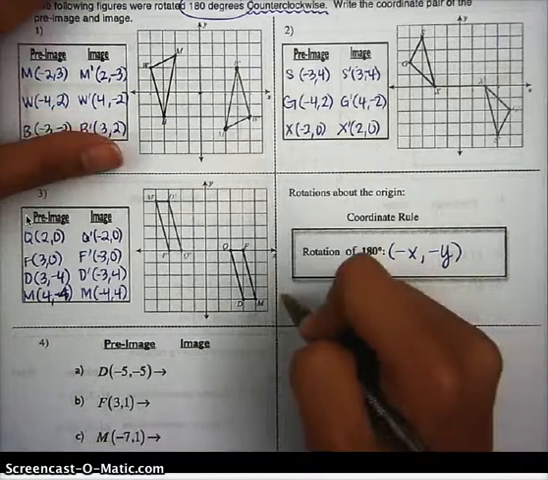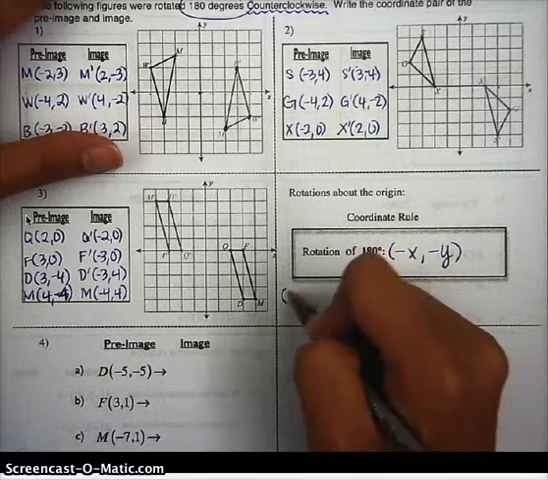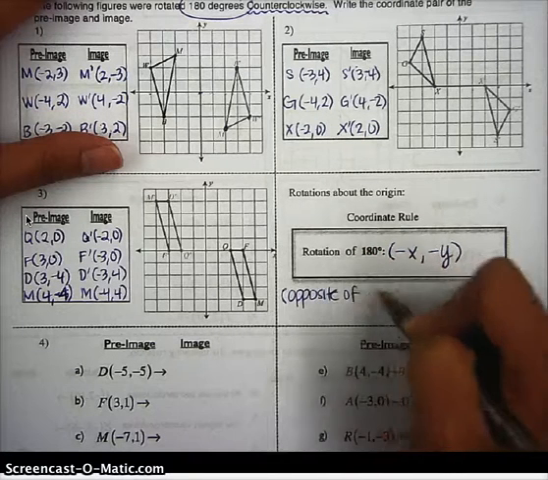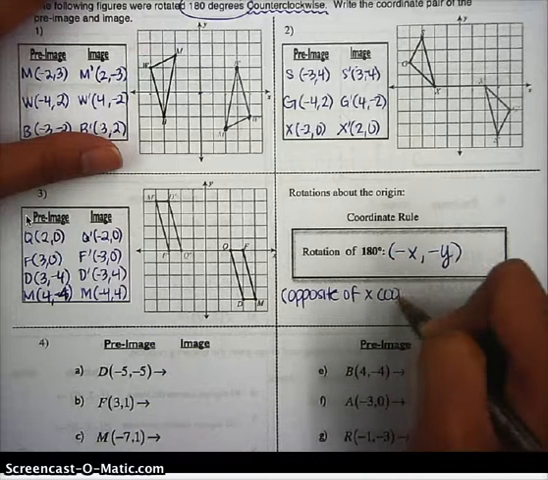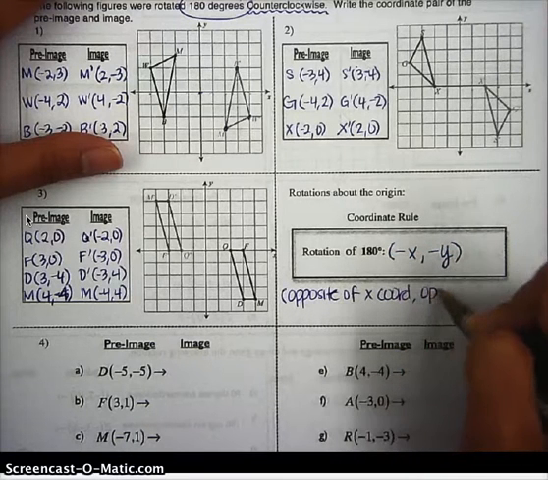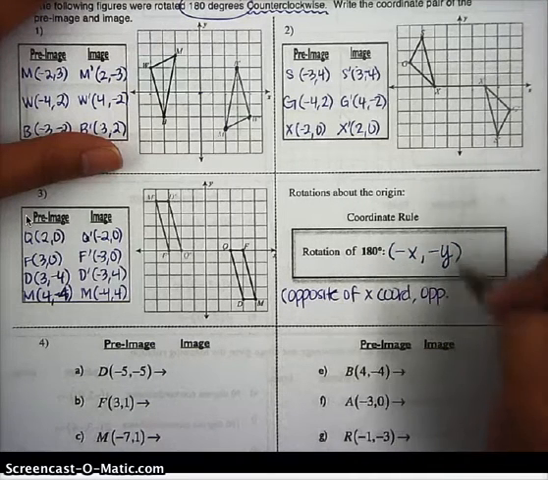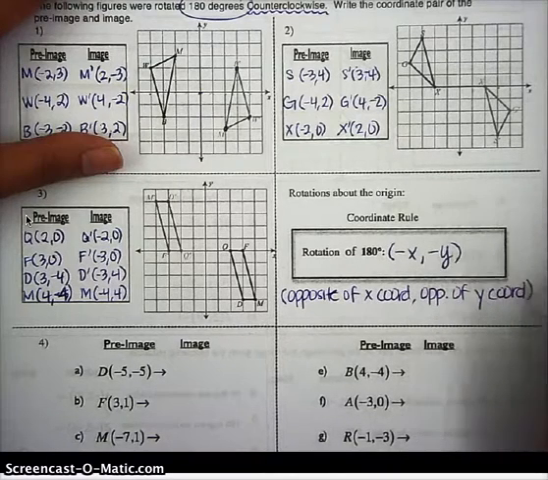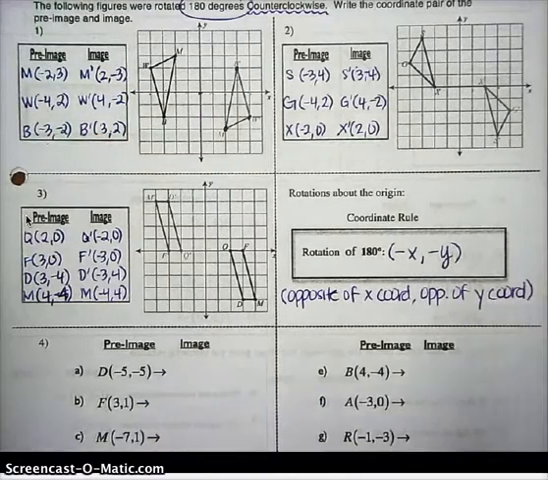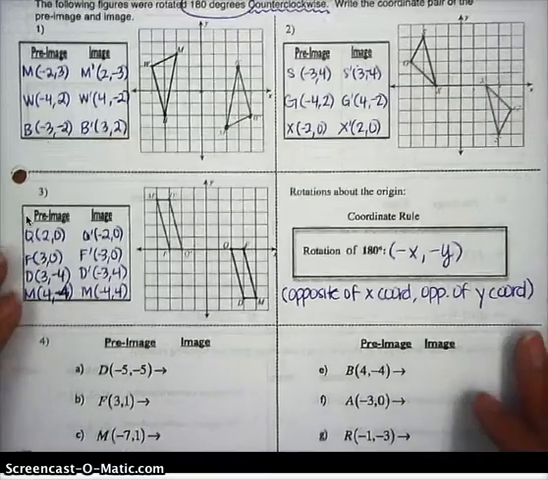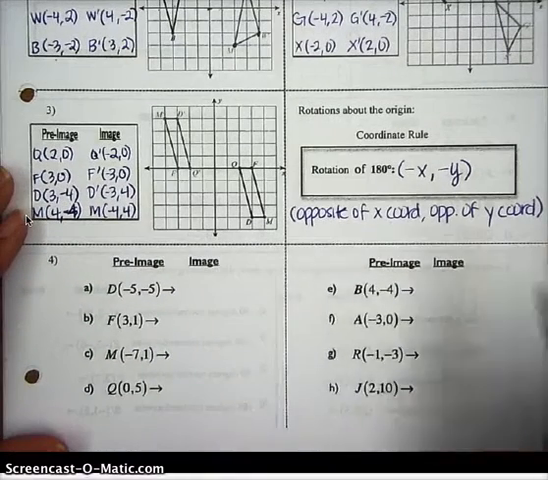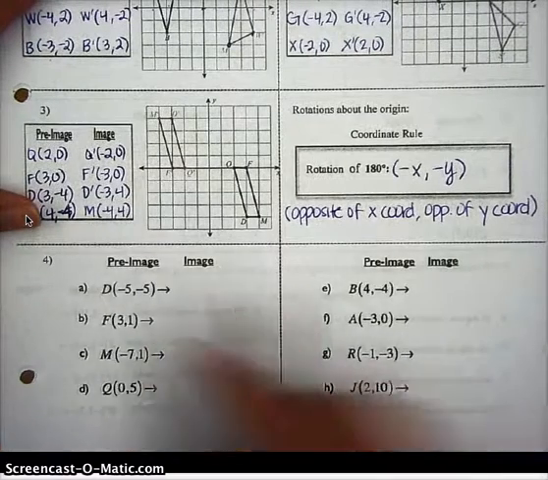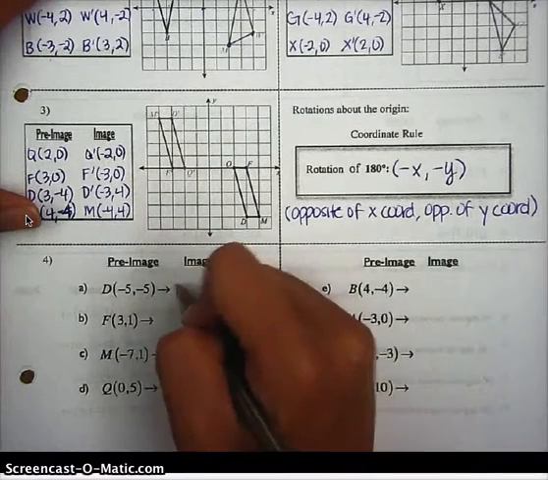So I'm going to be a little bit more specific and write that it's basically the opposite of the x coordinate, comma, the opposite, I'm going to put OPP for short, of the y coordinate. And this is going to make a little more sense on the back side, why I'm being so specific. So I'm going to take the opposite of the x coordinate, and then the opposite of the y coordinate. So here, for D, the first thing I want to write is D prime.